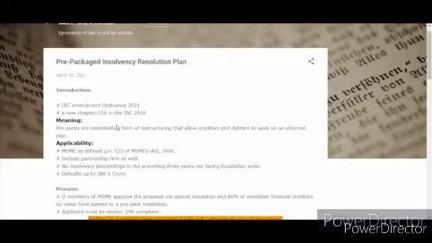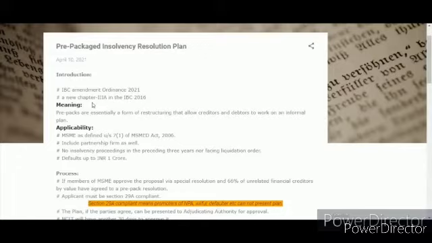The Insolvency and Bankruptcy Code is basically a law which is applicable to a company which defaults on payments to a financial creditor or operational creditor. So that is a very vast law. I am touching upon only one part, which is the pre-packaged insolvency resolution plan. So we will go through it one by one in this video.